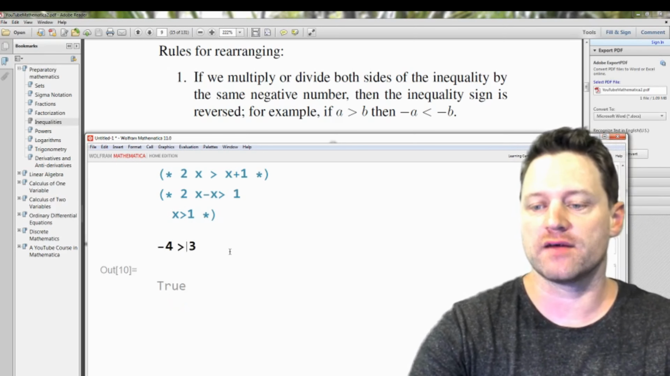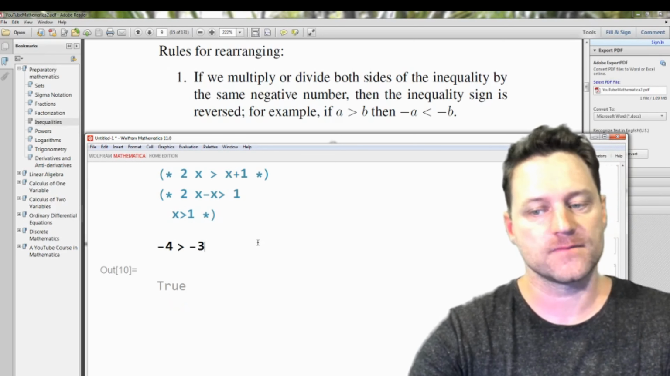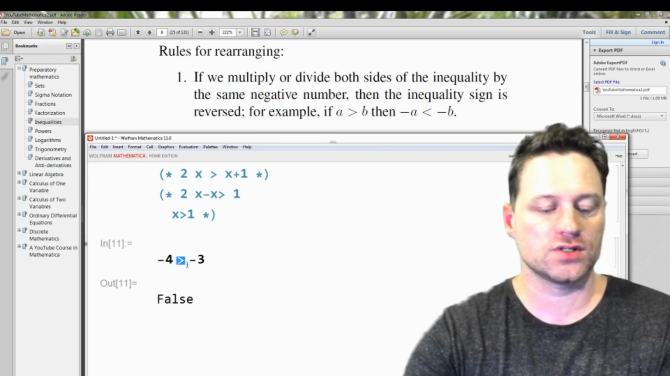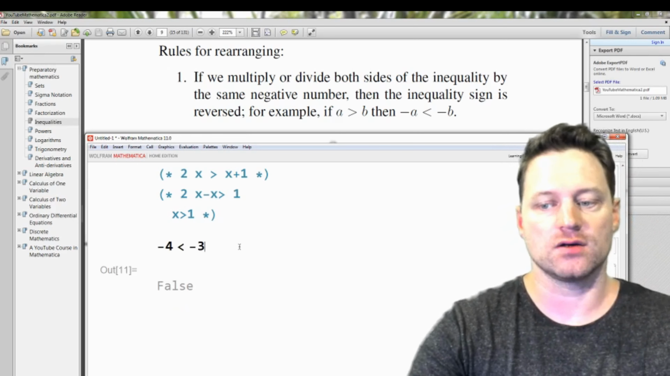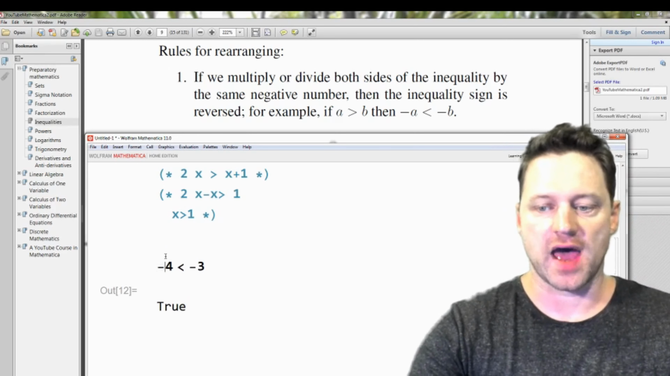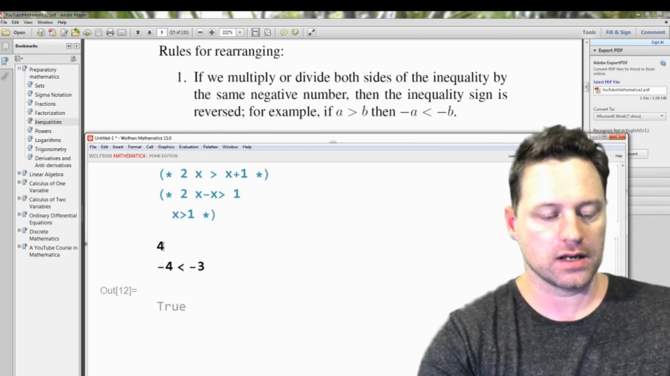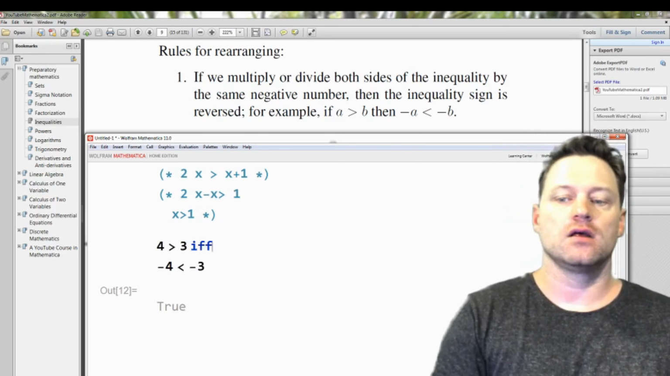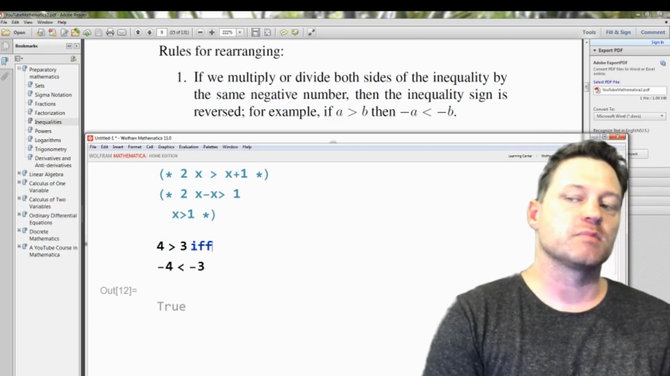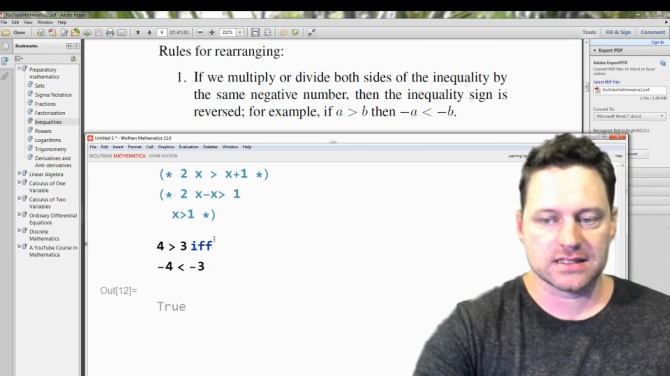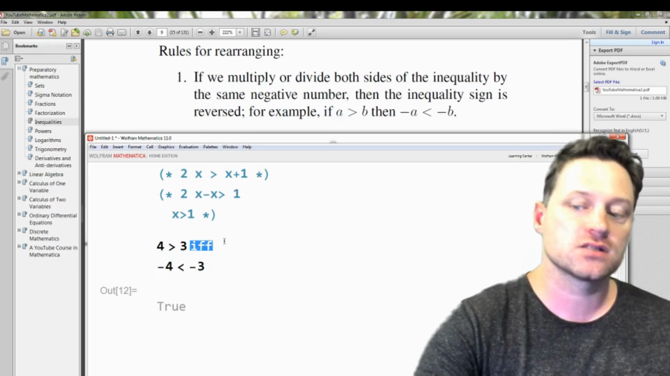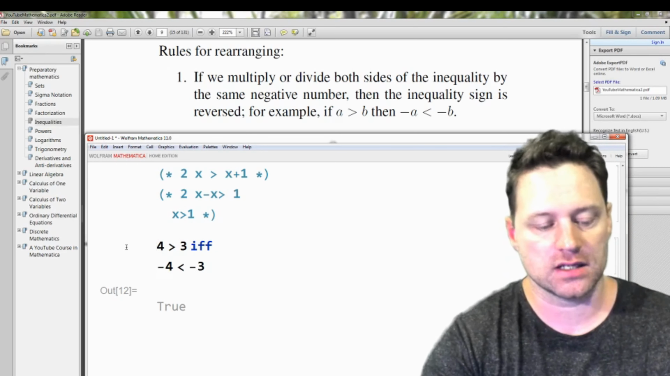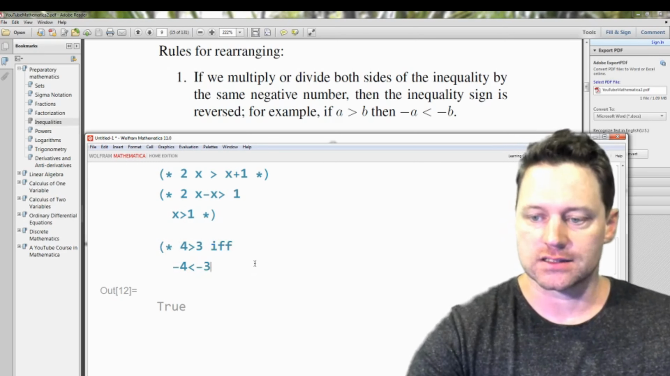For example, have a look at this: Shift Enter, false. But it is true when you swap this around. So in fact, 4 is greater than 3 if and only if minus 4 is less than minus 3. Now this here is an abbreviation that's common in mathematics to mean if and only if. You often need to write in shorthand. So this is a comment, so let's turn it into one.